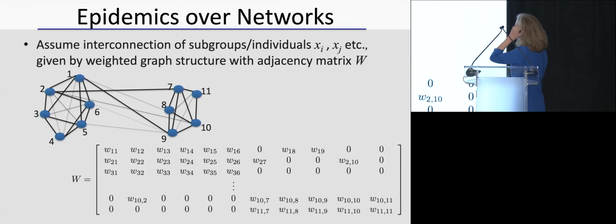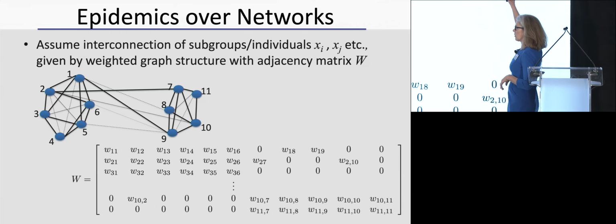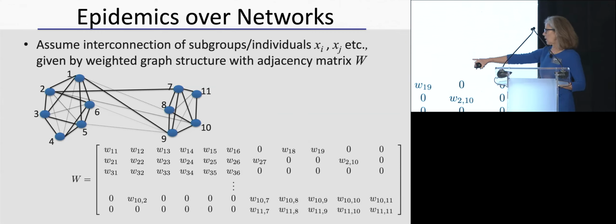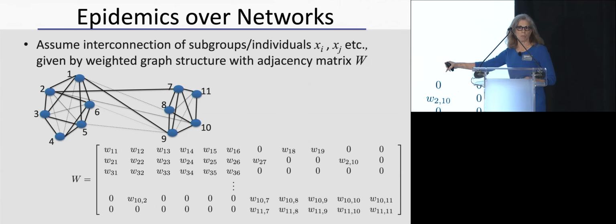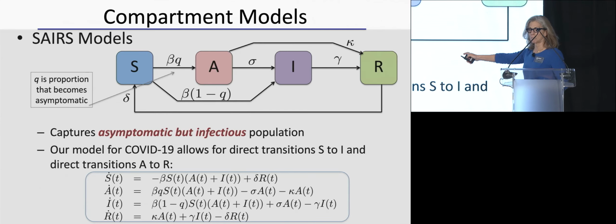So just some notation. We assume then that we have an interconnection of subgroups or possibly individuals that's given by some weighted graph structure with adjacency matrix W. What that means is that the elements of this matrix W, the Wij, indicate the strength of interaction between the two respective nodes or subgroups in the population. Okay, so we want to look at how to bring that network structure together with this SAIR model.